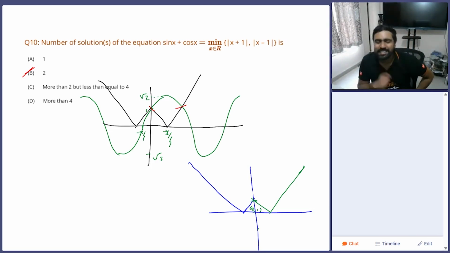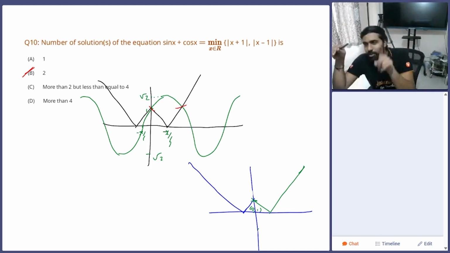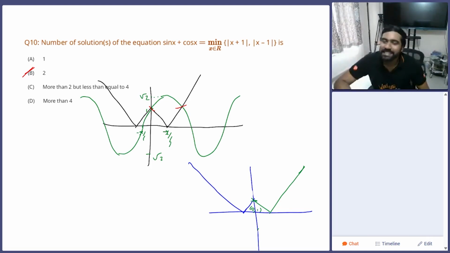Okay, everyone? That's a simple idea. Draw the graph of sin x plus cos x. This is a graph which you should most definitely know. Similarly, also draw the graph of the minimum of mod x plus 1 and mod x minus 1. The minimum of the two of them comes off as a W shape. I'm going to get exactly 2 roots over here. Okay, there we go. Hope the idea is clear.